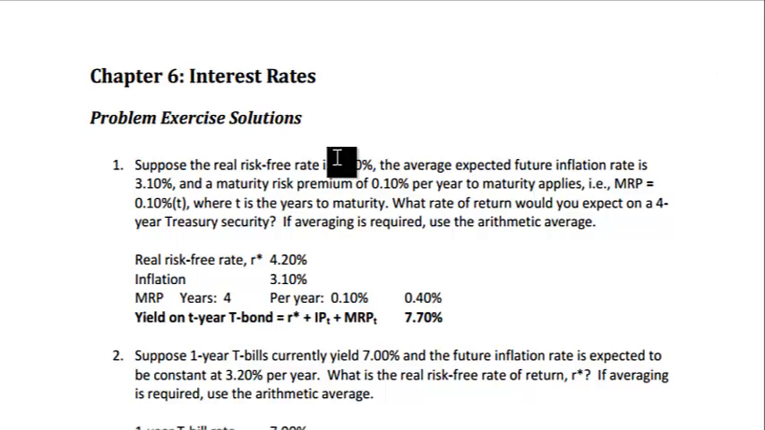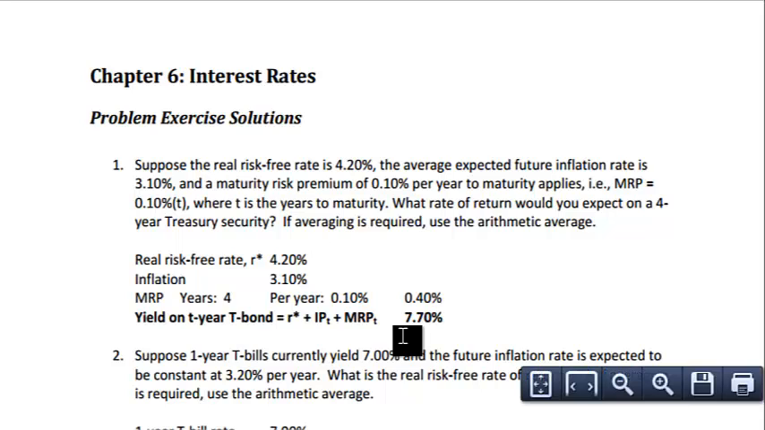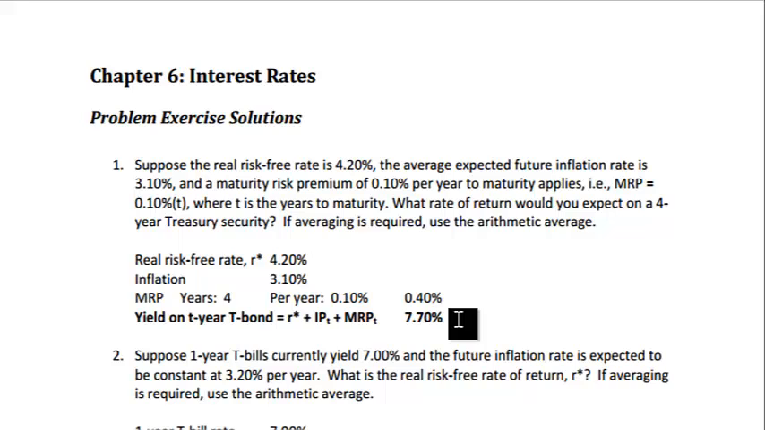So in this case, we have a risk-free rate of 4.2, inflation of 3.1, and the maturity risk premium of 0.1 times the years to maturity. In this specific question, our maturity is a 4-year treasury. So as we see the solution, the real risk-free rate is 4.2. The inflation is 3.1. We have a maturity of 4. So 4 times 0.1 is 0.4, giving us a required rate of return on this 4-year treasury security of 7.7%.